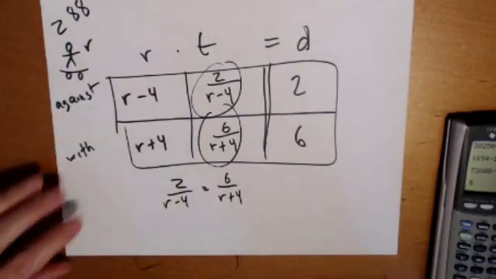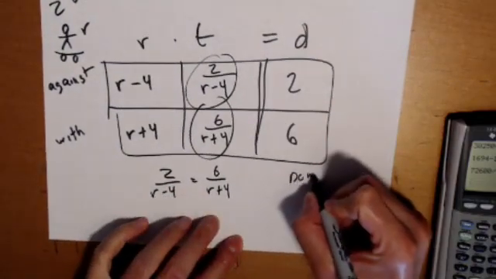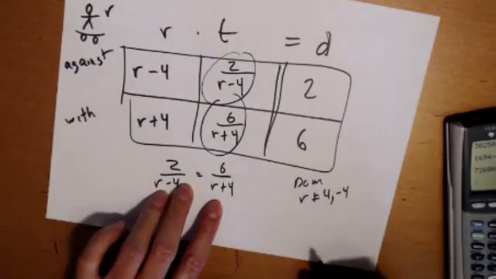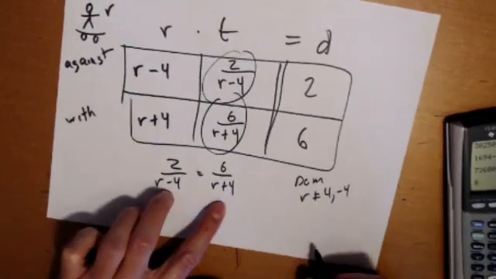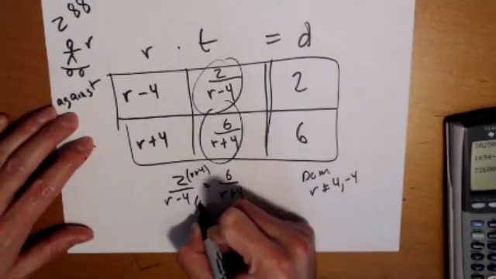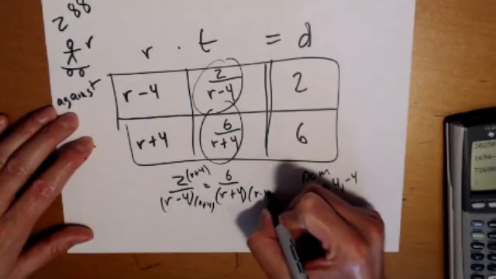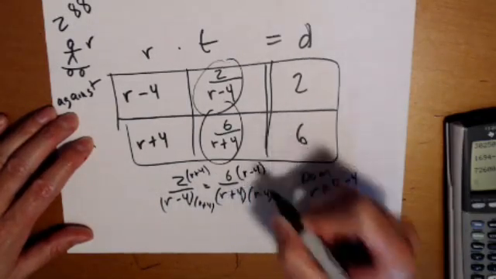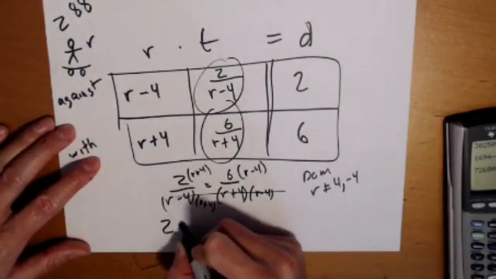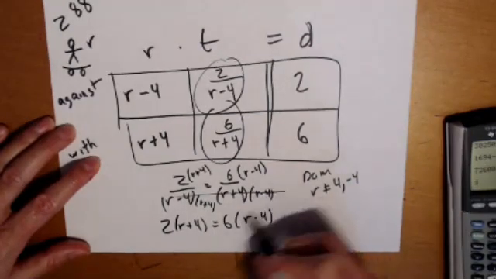Okay, so then like last problem, I need a common denominator. Off to the side, your domain. Make sure r does not equal 4 or negative 4. So we need a common denominator of r plus 4, r minus 4. So multiply this by r plus 4, r plus 4. Maybe put that in parentheses so it looks pretty. Multiply this by r minus 4, r minus 4. Are the bottoms the same? Yes, get rid of them. So we have 2 times r plus 4 is equal to 6 times r minus 4.